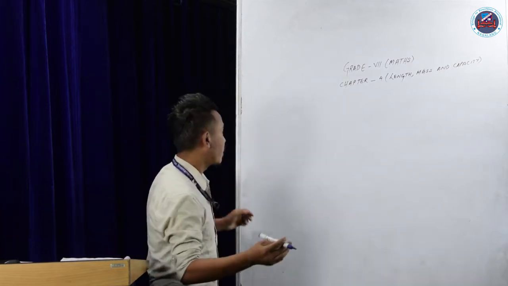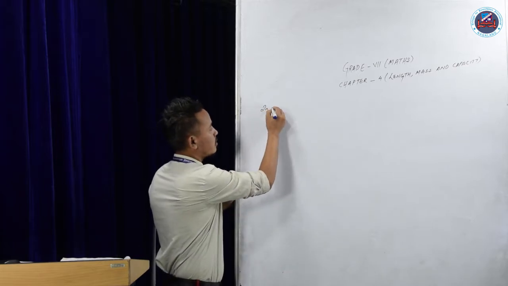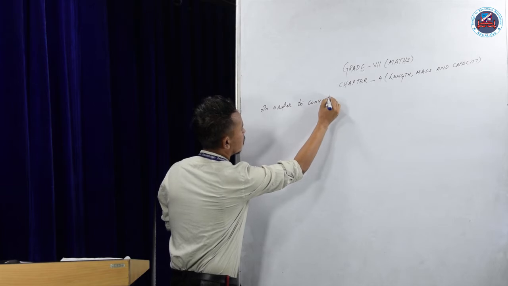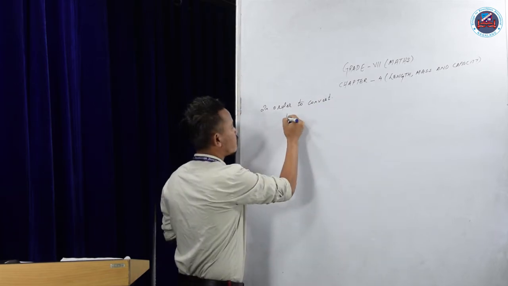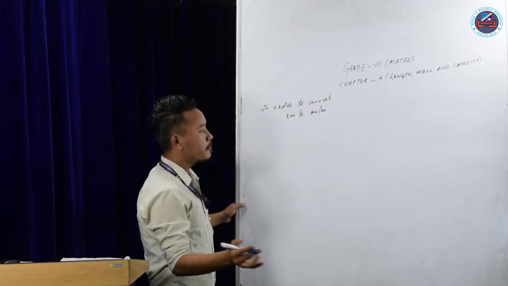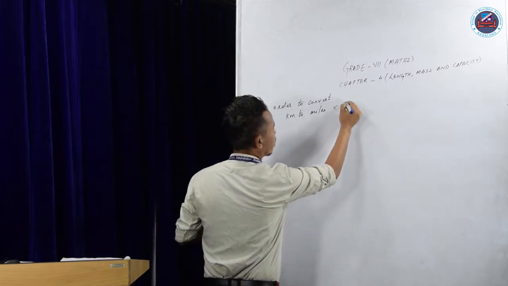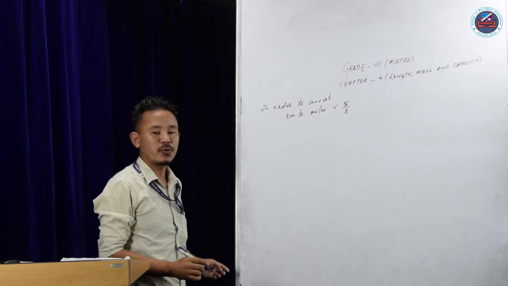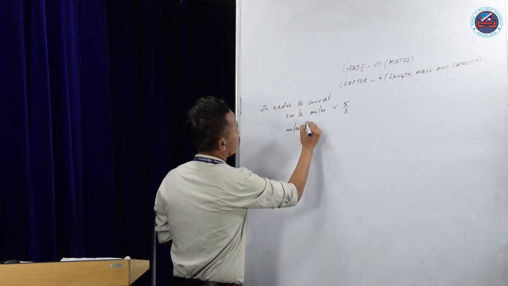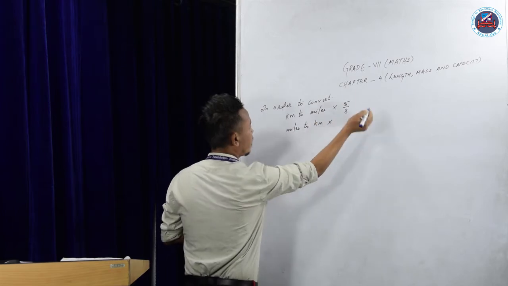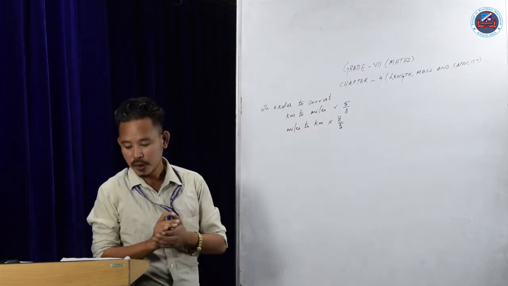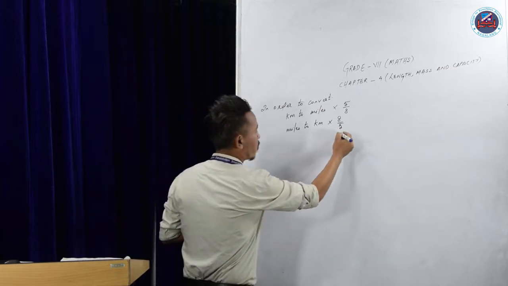That is very simple. In order to convert from kilometers to miles, simply multiply by 5 by 8. From miles to kilometers, just reciprocate and multiply by 8 by 5. So, exercise 4.2.